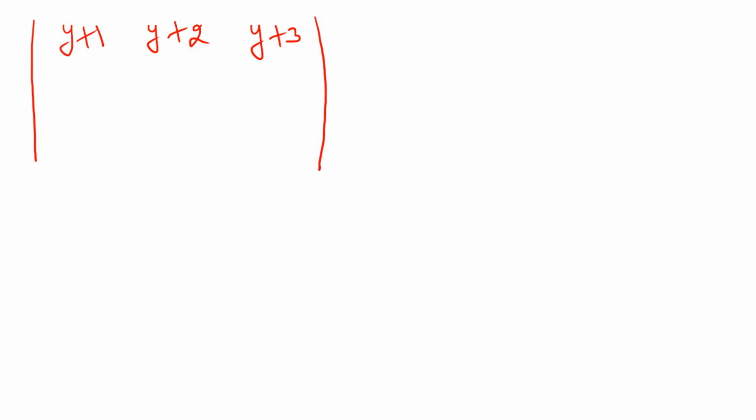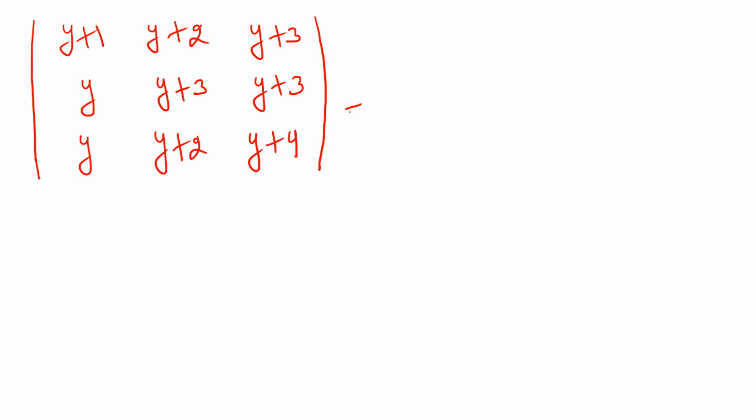Now students, the determinant of A becomes, in the first row, we have the elements as y plus 1, then y plus 2, then y plus 3. In the second row, the elements are y, then y plus 3, then y plus 3. In the third row, the elements are y, then y plus 2, then y plus 4. And this value of the determinant is given to us as 192.